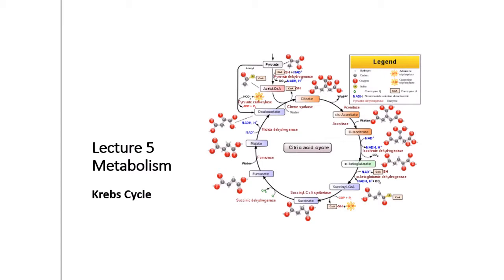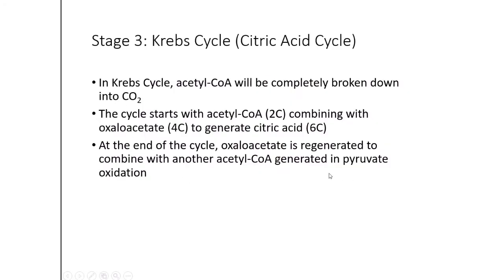So now we are going to look at what happens to the acetyl-CoA in the next step of cellular respiration, which is the Krebs cycle. In the Krebs cycle, the acetyl-CoA is going to be completely broken down into carbon dioxide. We saw that in the second step, pyruvate oxidation, you actually remove a carbon dioxide from the 3-carbon pyruvate already, right? So now we are down to a 2-carbon molecule. So we're gonna release 2 more carbon dioxide, and then it will be completely broken down. All the carbons in the glucose molecule would have been released in the form of carbon dioxide after it goes through the Krebs cycle.